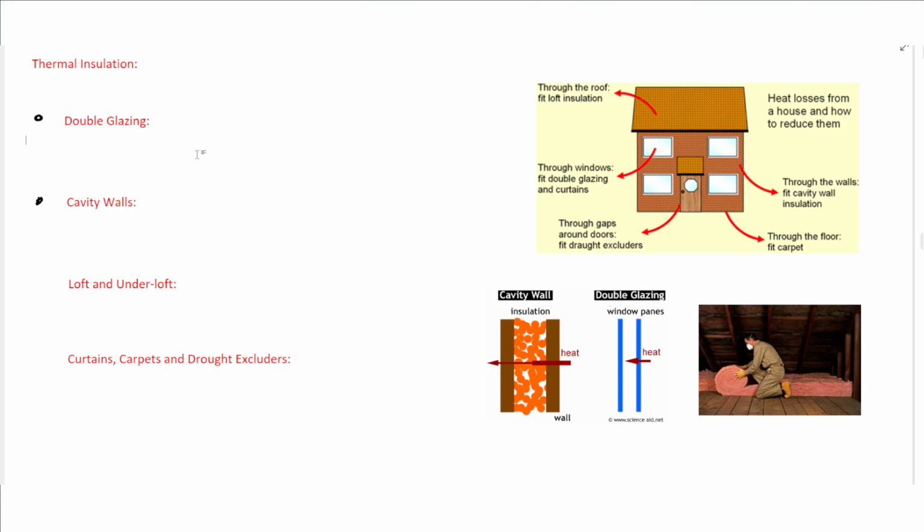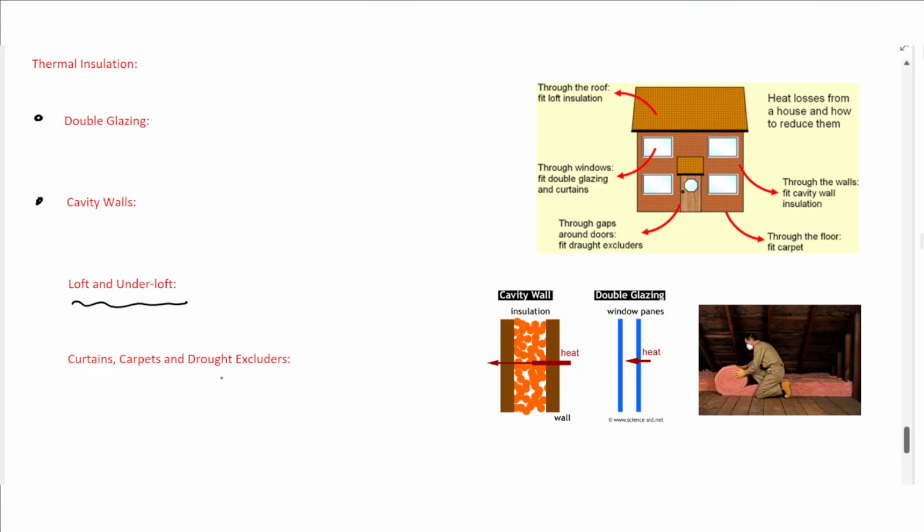of window. You can also use loft or under loft materials, which are basically lagging or insulating materials above or below a room, above the ceiling or below the floor of a room. This also decreases the amount of energy lost by conduction. Same as carpets, curtains, and draft excluders.